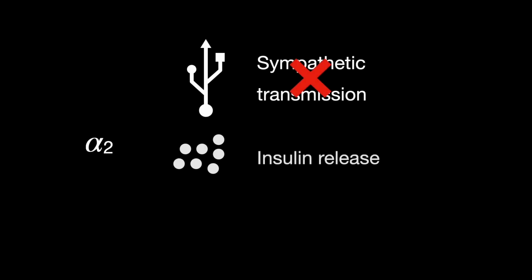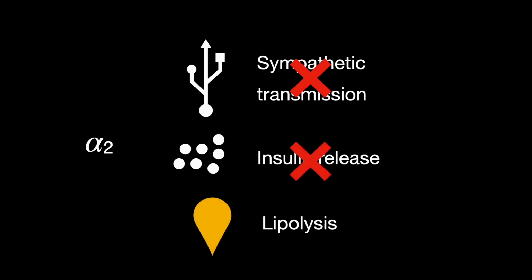Let's continue with the things that Alpha-2 receptors inhibit. With Alpha-2 receptor stimulation, sympathetic transmission is inhibited, insulin release is inhibited, and lipolysis is inhibited. But let's ask the question, why?